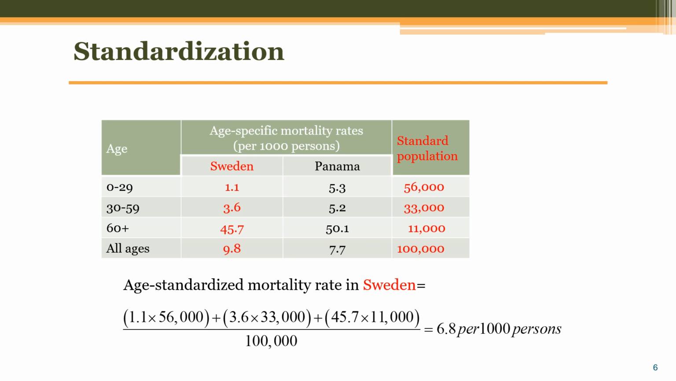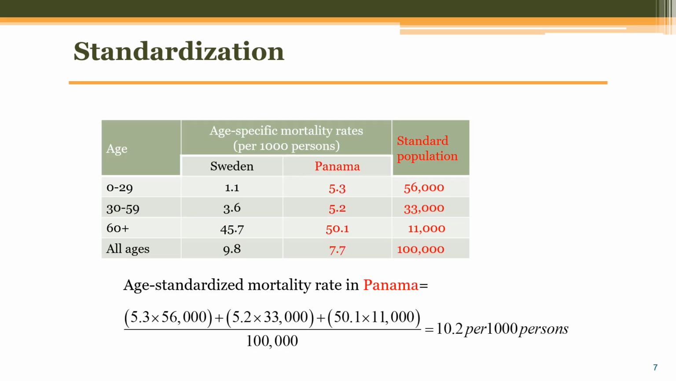We multiply the age-specific mortality rate in each group with a number of people in the corresponding age group of the standard population and add them up to get the expected number of deaths. Then, divide the sum by the total number of the standard population. The age-standardized mortality rate in Sweden calculated in this way is 6.8 per 1,000 persons. Similarly, we can calculate the age-standardized mortality rate for Panama, which is 10.2 per 1,000 persons.